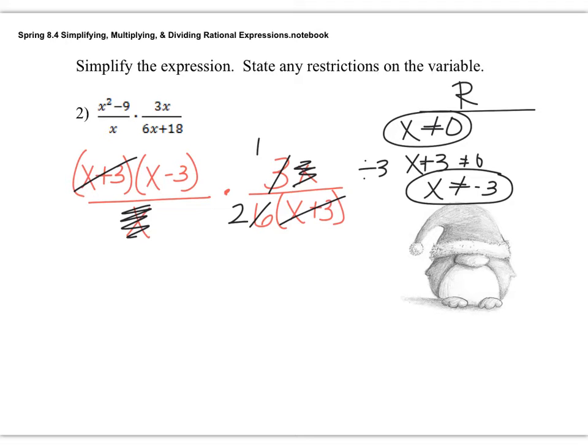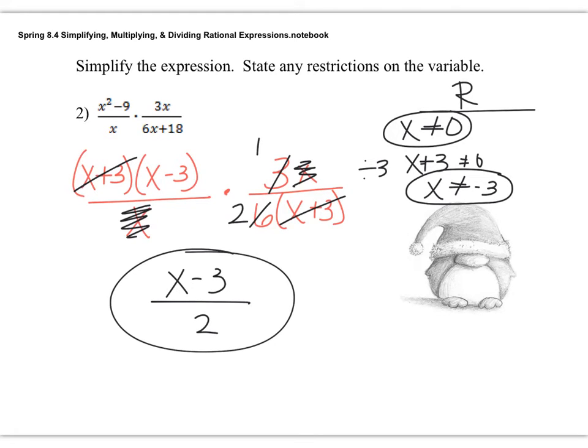Anyway, what that means is kind of smoosh together everything on top and everything on the bottom. So on the top, all I have left is a 1 times x minus 3, which is just x minus 3. And on the bottom, all I have left is a 2. And we're done.